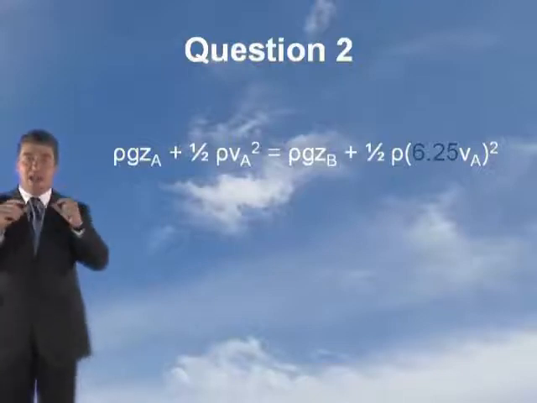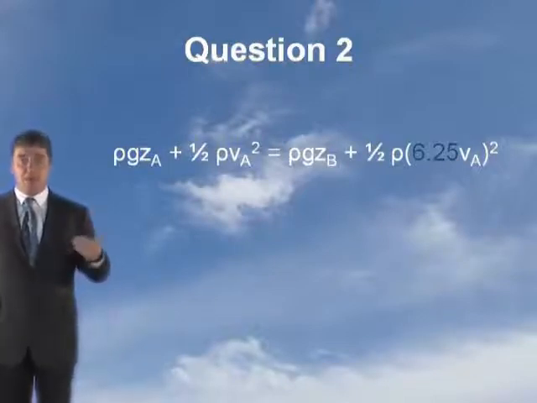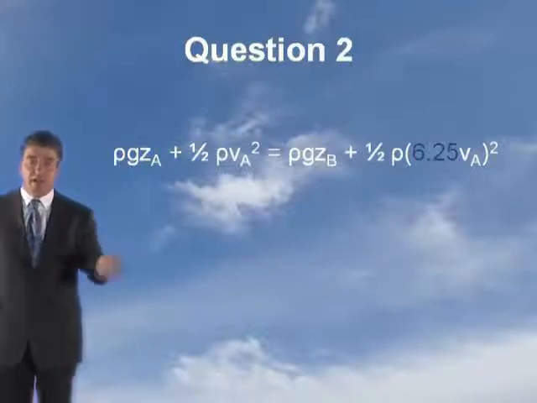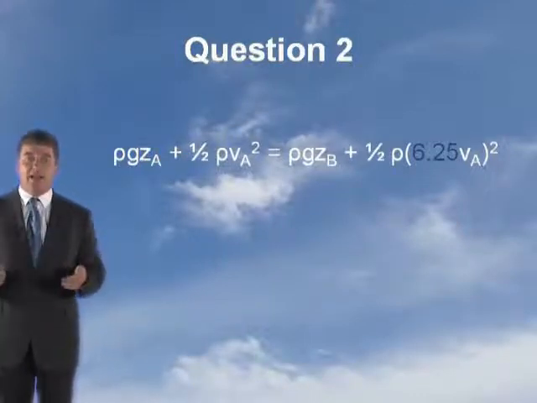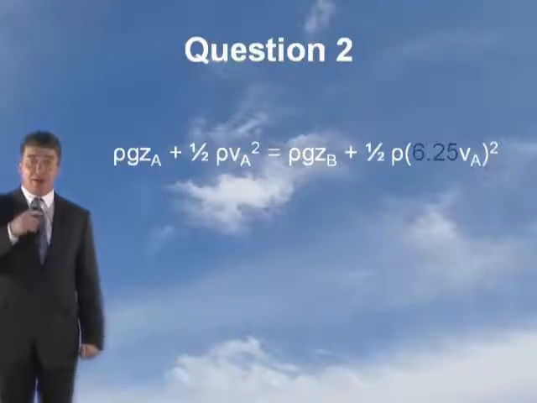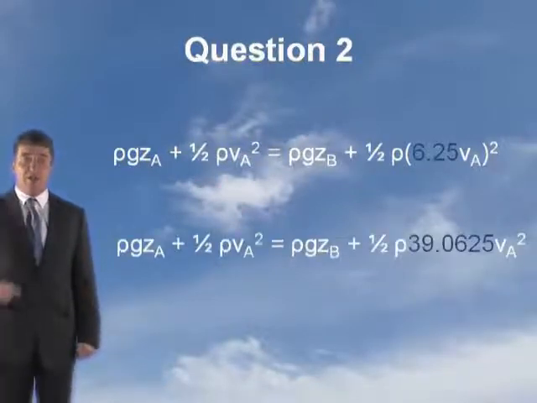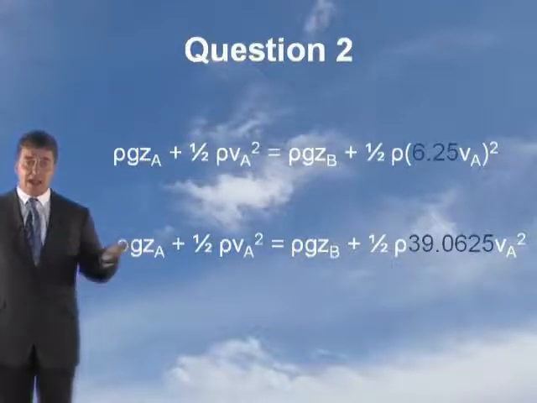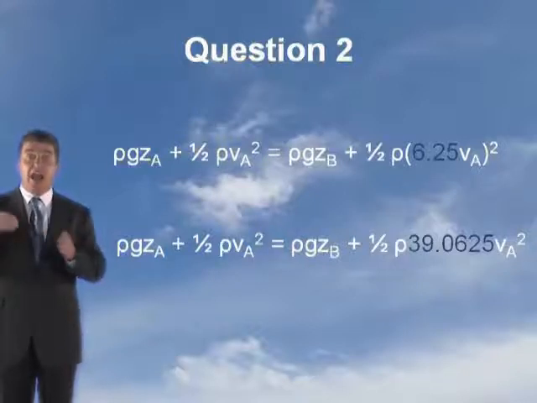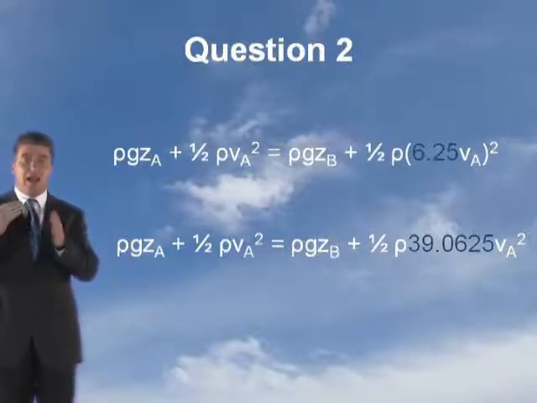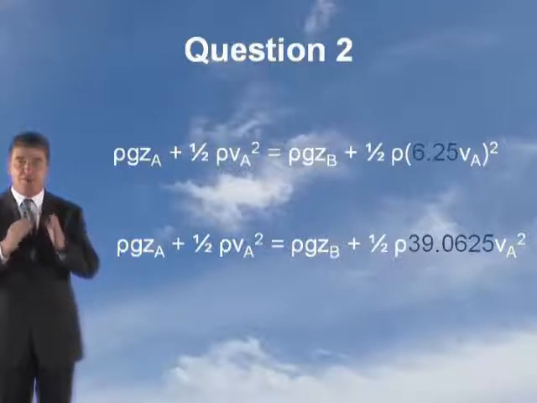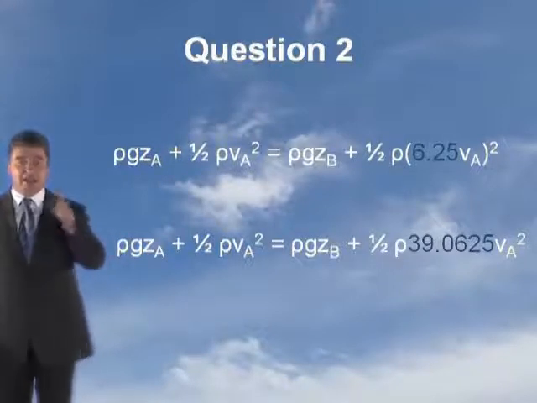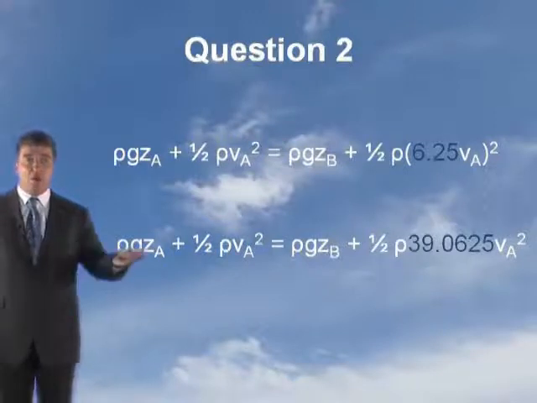Now, to carry on with the calculation, you've got to multiply the brackets out, because the whole thing is squared. To get it out of the brackets, you square it. So it gives you rho g zA plus half rho VA squared equals rho g zB plus half rho 39.0625 times VA squared. Do you understand? You've got to square the 6.25 to get it out of the brackets. That gives you that formula. What do you do next?